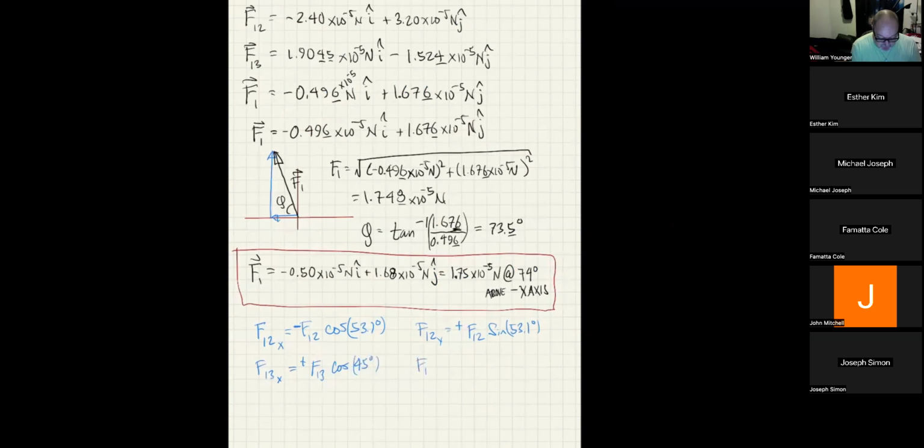And F13y would equal negative F13 sine 45 degrees.